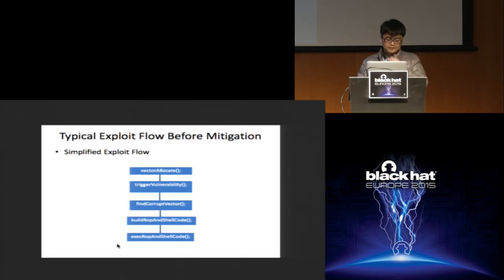This is the typical exploit flow before mitigation. You can see that the first step is to allocate several vectors and then check the vulnerabilities to corrupt one vector object. And then you can find the corrupted vector object. Using this object, you can read and write the process memory, and you can do anything you want. You can build ROP and execute shellcode and payload.